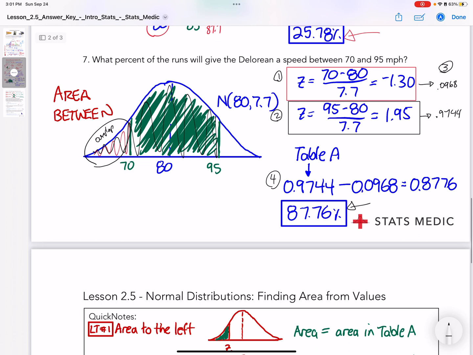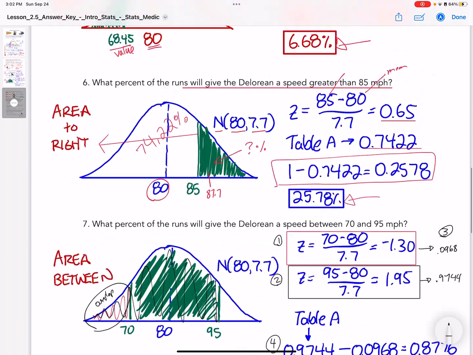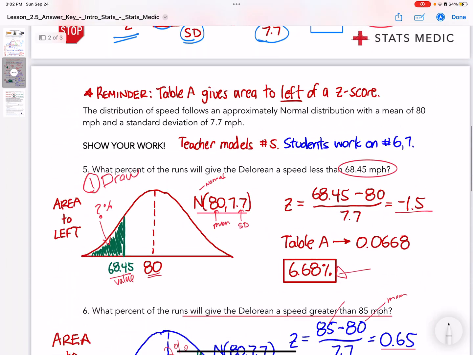Okay, I'm going to show you in a second how to do this on the calculator. So first of all, let me show you what the things that you're supposed to be learning from my learning targets are, and then I'm going to show you how to do the same thing that we just did on the calculator. Okay, so you can see learning target 1 is area to the left, and it's just the area from the left is the area in the table, the number it gives you. It was very similar to this one here that we did on number 5.